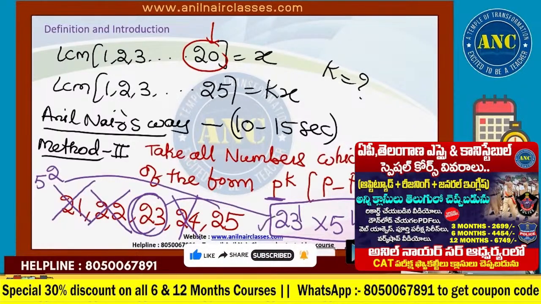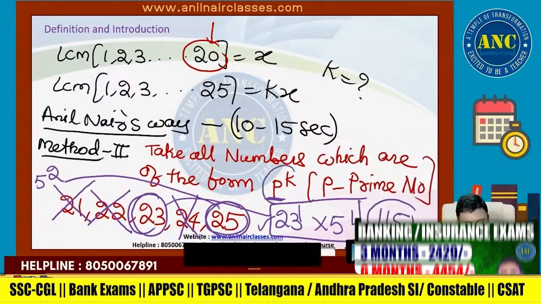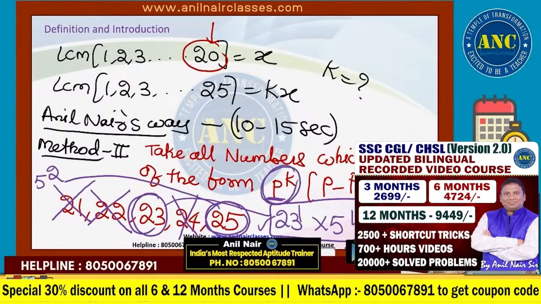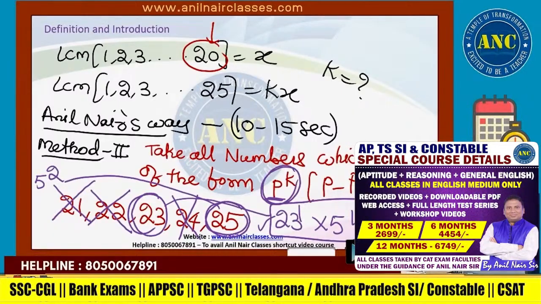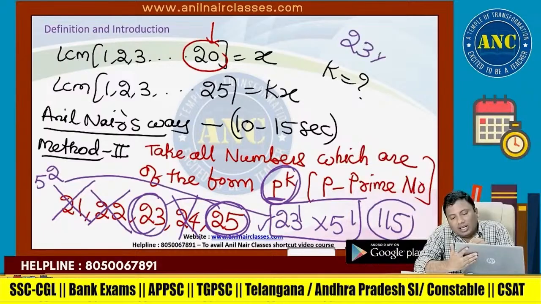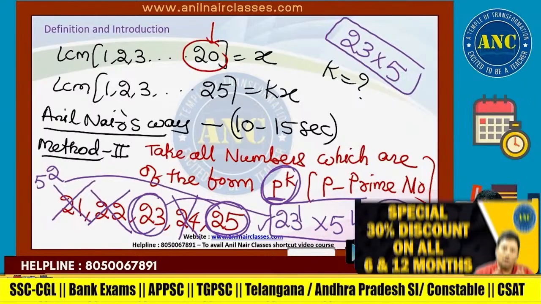Please write it. 24 is 8 into 3. Eliminate it. 25 is 5 square. 5 square is of the form p power k. But till 20 there is one power of 5 that will come. So extra one more 5 will come. Answer is 23 into 5. 23 into 5 is 115.